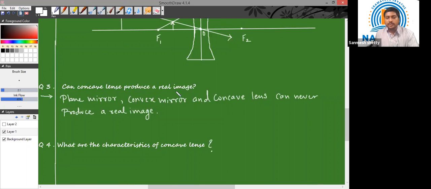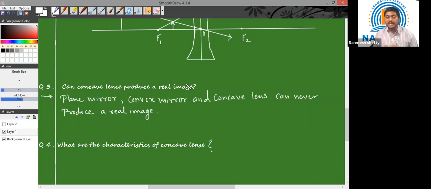Question number 3 is, can a concave lens produce a real image? The answer is no. In fact, any lens which is diverging in nature, or any optical instrument which diverges light or is not able to converge light at a particular point, cannot produce a real image.